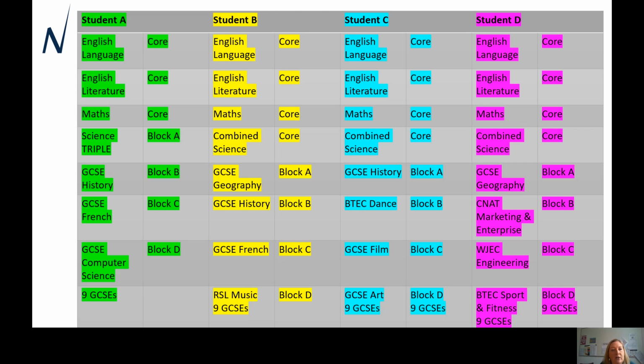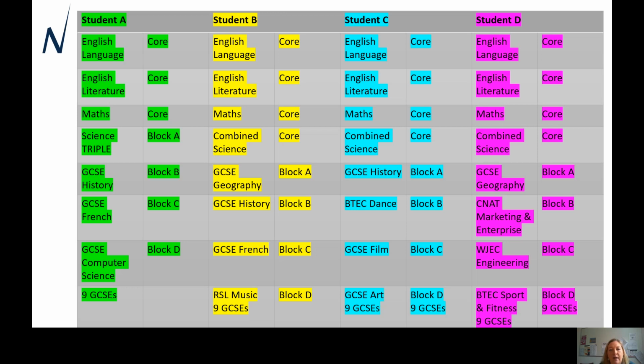Student C is doing core English, core language, core literature, maths, combined science. Out of the choice of history or geography, they've chosen history, and they are a creative child. So they've chosen BTEC dance, GCSE film and GCSE art. So they've chosen one vocational in there, but with the film and the art, it's following their passions of the sorts of things they're into.